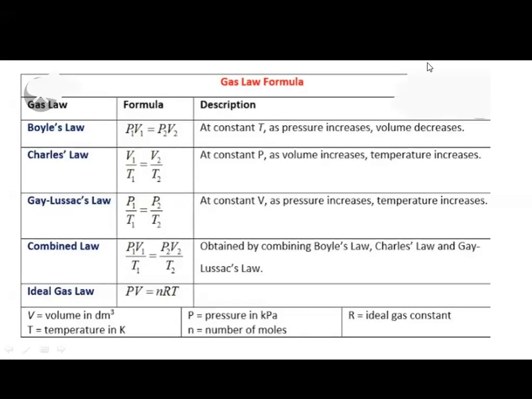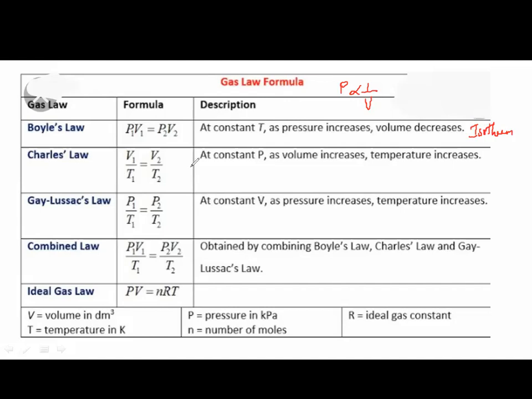It says that at constant temperature, the pressure is inversely proportional to volume. That is, when you increase the pressure, the volume decreases. When you decrease the pressure, the volume increases at constant temperature. And when you plot a graph, what graph do you get? It is called isotherm.